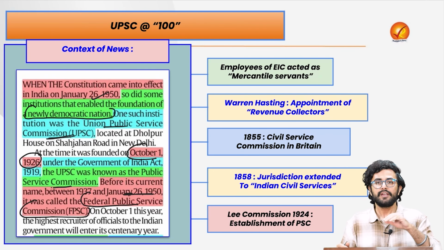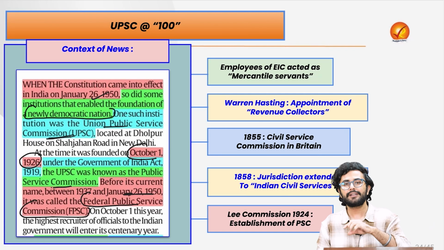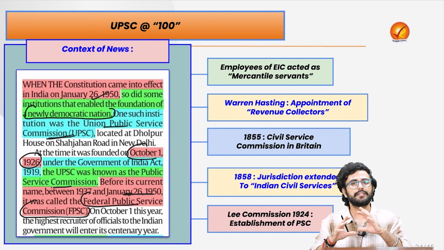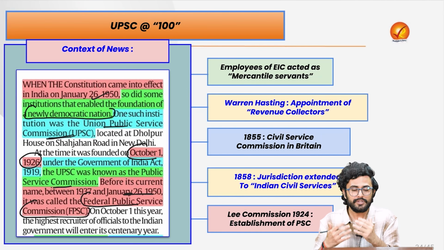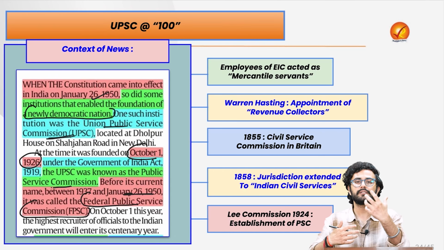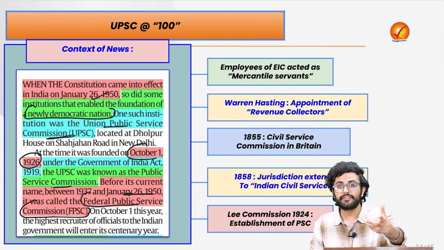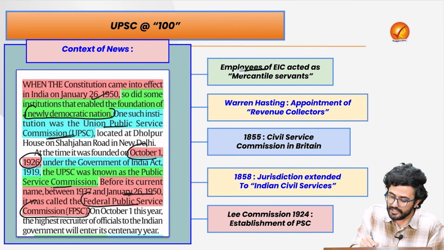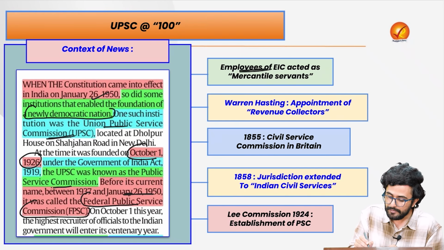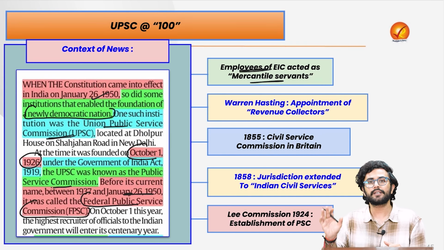First and foremost, when the East India Company came here, it consisted of factors. Factors were basically the kind of traders. But very soon these traders started adopting various important administrative functions, like for example, dealing with the kings, signing treaties with them. So these employees of East India Company over a period of time started acting as mercantile servants.